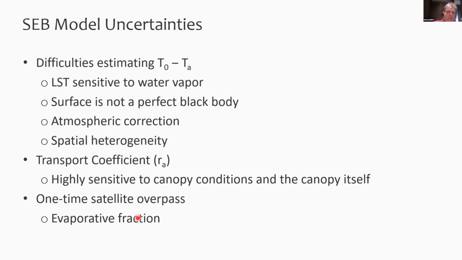And then another issue is this one-time overpass. So historically, these models use Landsat, which is available every 16 days. And on that day, they estimated what's called the evaporative fraction. And then they use that to sort of extrapolate over the other days, daily evapotranspiration. Of course, there's issues with that as well. It is, in fact, assumed constant over the days that we don't have satellite observations.